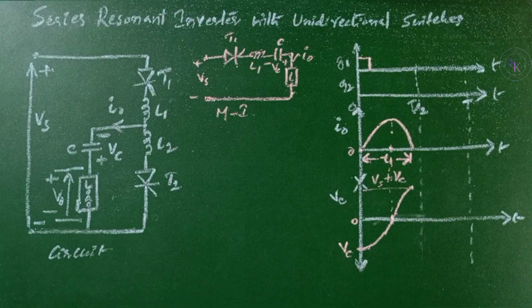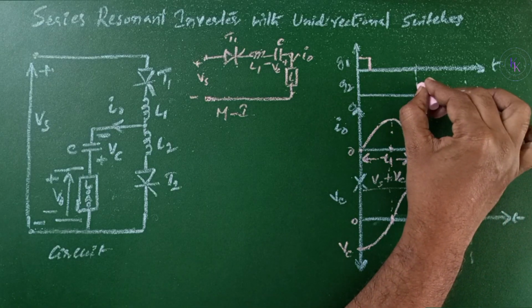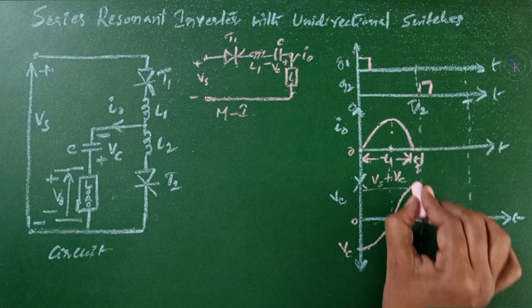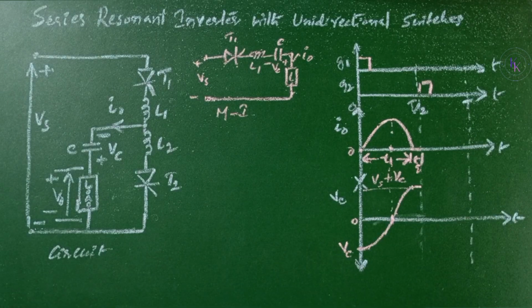We should not turn on T1 and T2 at the same time. If both are in operation, they are going to short circuit. So, we are going to turn on thyristor 2 after some delay TQ. Meanwhile, there is no change in the current. There is no change in the voltage of the capacitor.